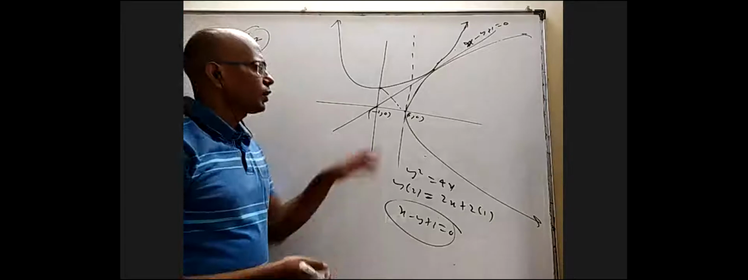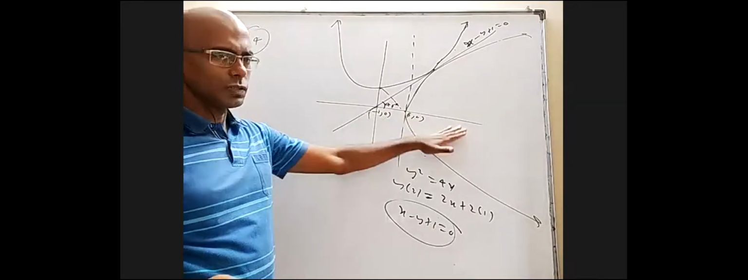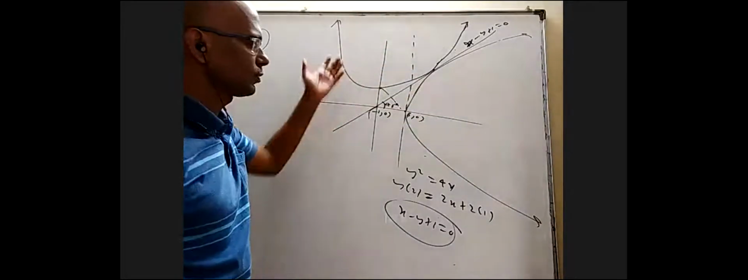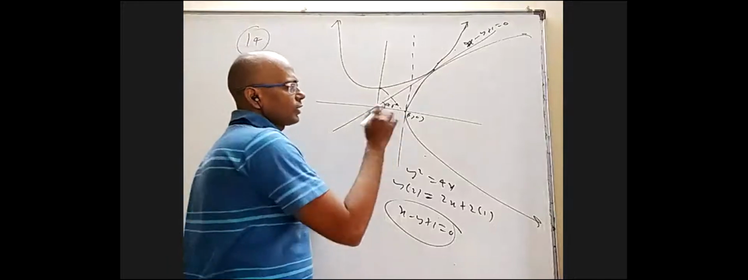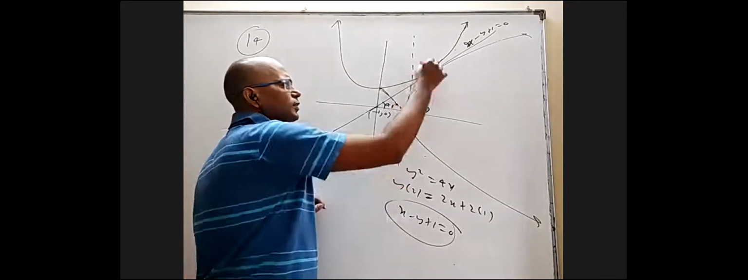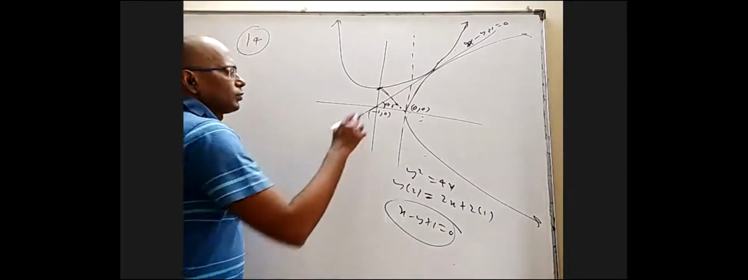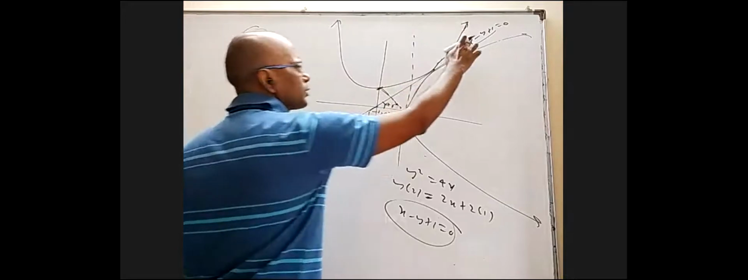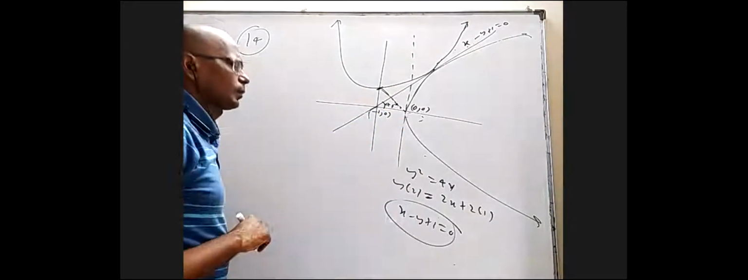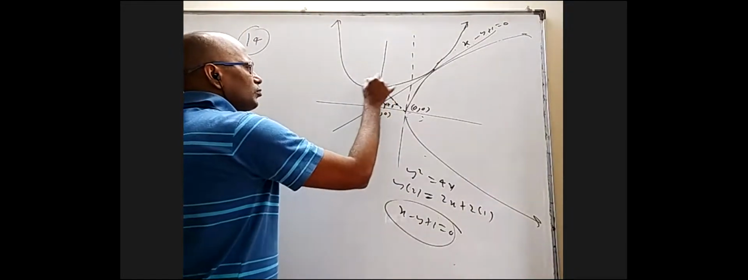Because this has 45 degrees inclination, if this axis is horizontal, its mirror image axis should be vertical. If this is a horizontal parabola, this should be a vertical parabola. Whatever vertex it has, find the image of that with respect to the tangent. That will be the vertex of the new equation. So what is the image of 0 comma 0 with respect to x minus y plus 1?